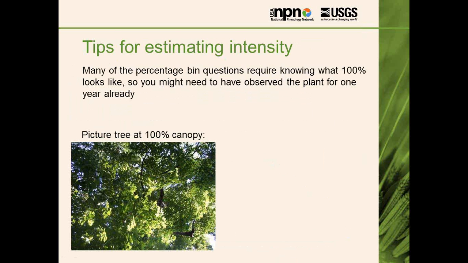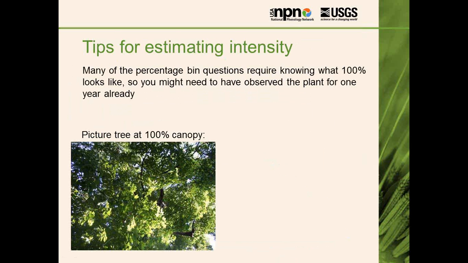And just a couple of tips for estimating intensity. In the webinar that I'll give you the link to in a moment, it describes this in a lot more detail. But for a lot of these percentage bin questions, you really have to know what 100% looks like for your particular plant. So again, you might need to have observed for at least a year in order to know what 100% really looks like. For example, in the leaf canopy question, you have to know what the actual individual tree looks like when it's at 100% canopy. This would require seeing that tree at the time of the year when it was the most full of leaves.